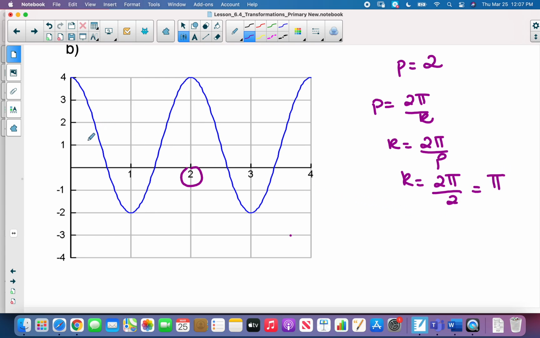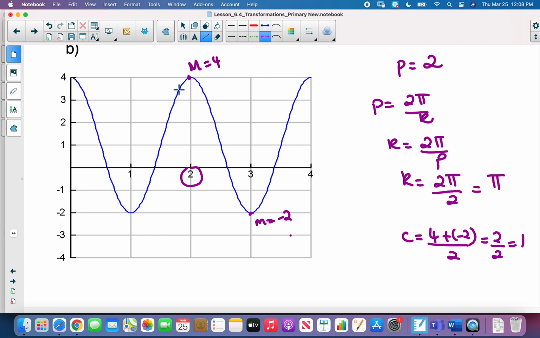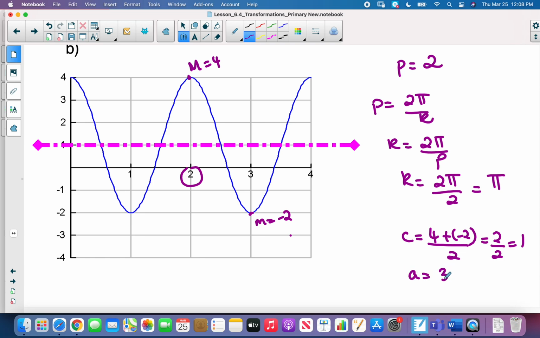And our equation of axis, our maximum value is 4. Our minimum value is -2. So equation of axis is 4 plus -2 divided by 2, which is 2 over 2, which is 1. So our equation of axis is this line here, right? And our amplitude is the distance from here to here, which is 1, 2, 3, 1, 2, 3. We can clearly see amplitude is 3. Or we could calculate it and say it is 4 minus negative 2 divided by 2, which is 6 divided by 2, which is 3.